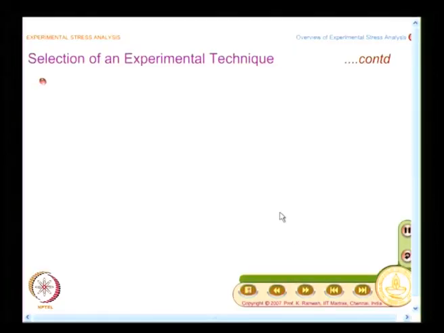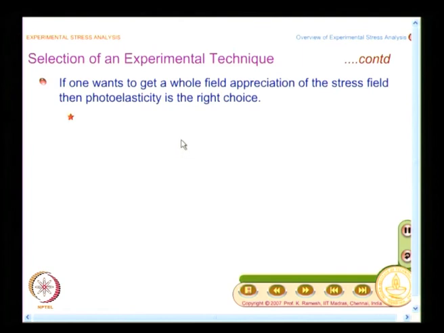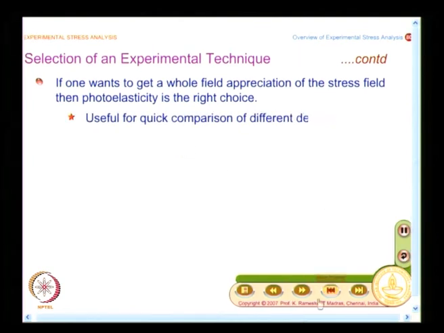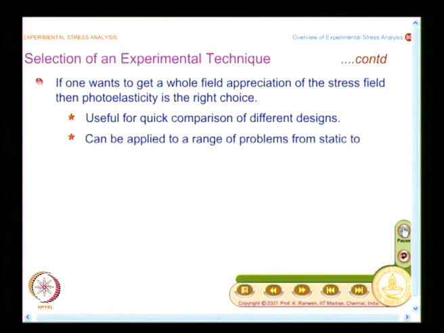Then what we have looked at first? We have also looked at in detail certain issues about using photoelasticity. Suppose I want whole field appreciation of the stress field, then photoelasticity is the right choice. We have seen a stress concentration problem, plate with a hole, plate with an elliptical hole, and then you also saw a crack problem, and you also saw the spanner in different designs. So, when I want to know what happens on the entire field, with photoelasticity you will be able to do it quickly.